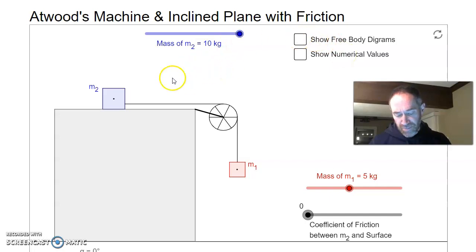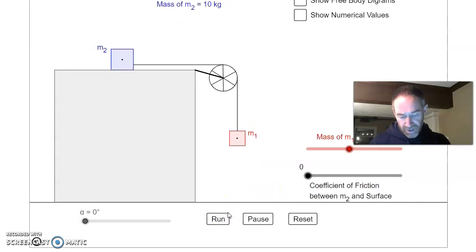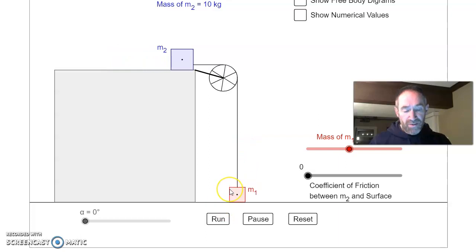So take a look at this. The mass up on the tabletop, they're calling mass 2. It's 10 kilograms. The mass that's hanging, they're calling mass 1, and it's 5 kilograms. If I run this, the two masses have the same acceleration. They're coupled together. There was a net force on the system, and it accelerated. So just like I did in the last video, I would like to figure out what is the acceleration and what is the tension in that string.